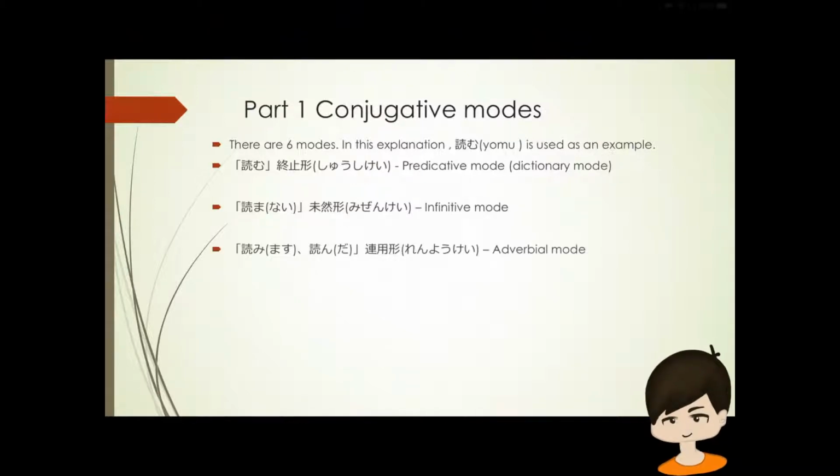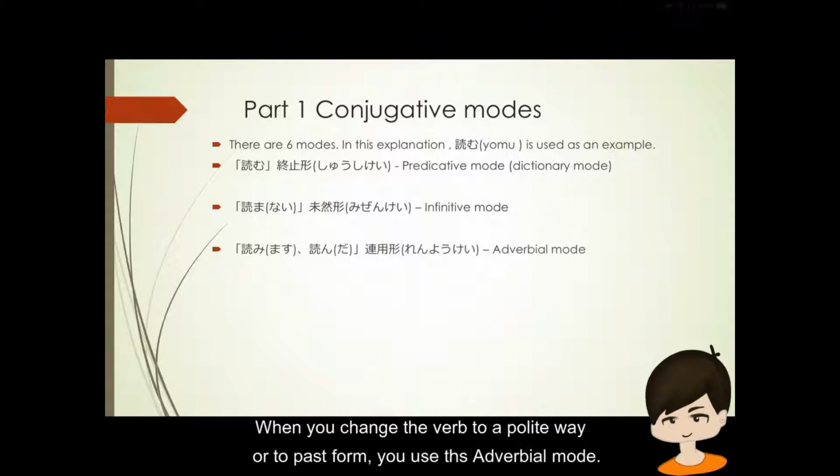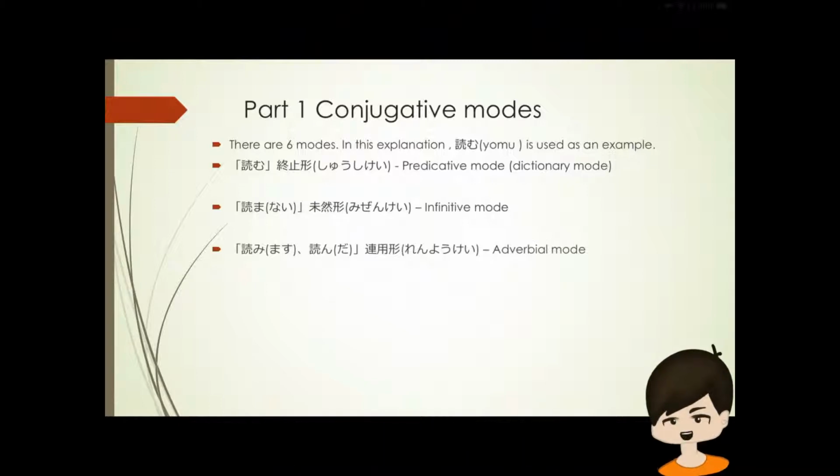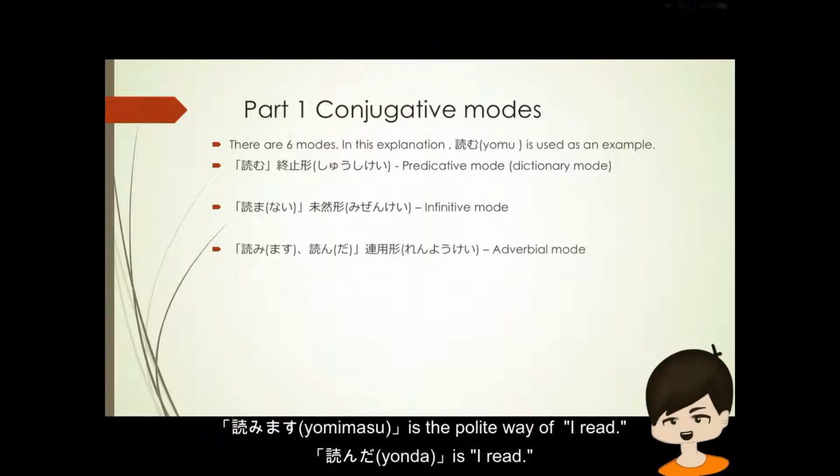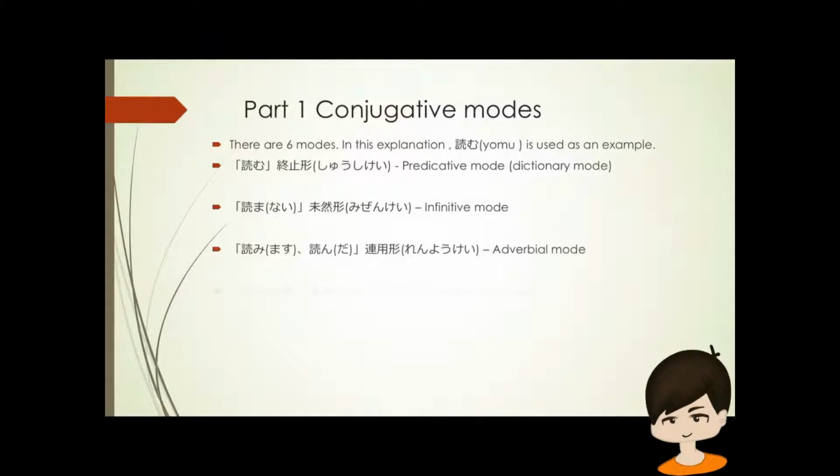Third, yomimasu and yonda, renyokei. In English, adverbial mode. When you change the verb to a polite way or to a past form, you use this adverbial mode. So, yomimasu is the polite way of I read, and yonda means I read.